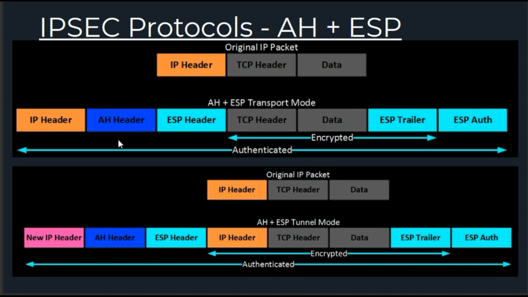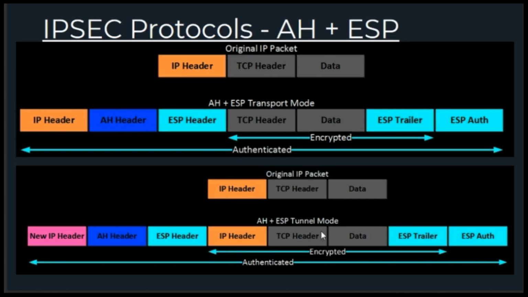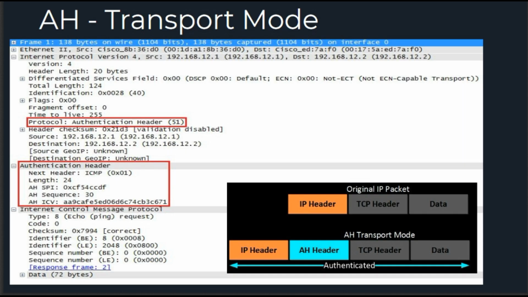Because we use AH, the entire IP packet is authenticated. Now looking into tunnel mode, we will use a new IP header for AH and ESP header. The original IP packet will be completely encrypted and everything will be authenticated thanks to AH.